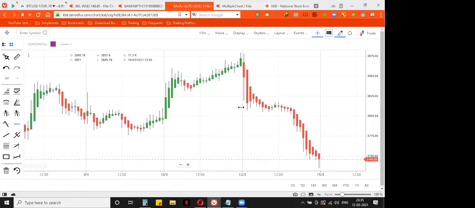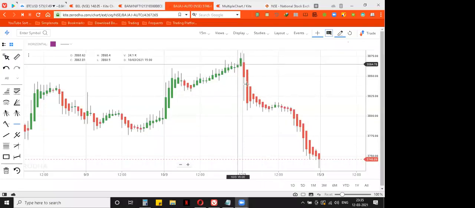So, okay, I'll not get into the psychology right now. I think Amit is asking, can we discuss the entries on the Bajaj Auto chart? We are on the Bajaj Auto chart. Can we discuss the entries, sir, if possible, very quickly?